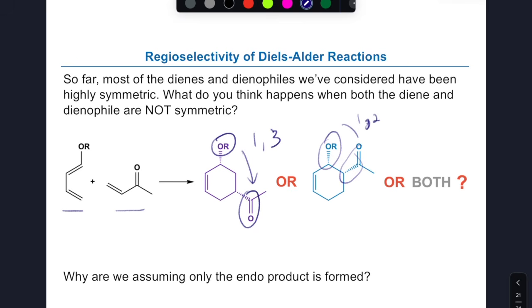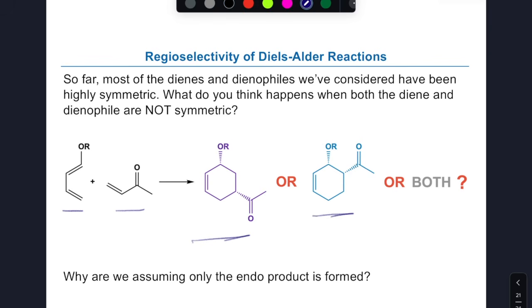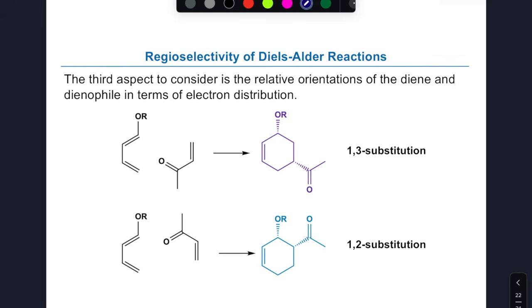So what do you think? If we had to try and do this, would you get one, the purple one, or the blue one? Which one is more likely? And here what we're assuming is that because there is a pi system here, endo approach is going to be favored. So we're assuming only the endo approach is going to be happening. That's where this is sort of tucked underneath the ring. So as a result, we actually only get one of these particular geometries as a major component. And we can actually predict this out. So if I was to take this and say, I'm going to draw out the polarization due to resonance.